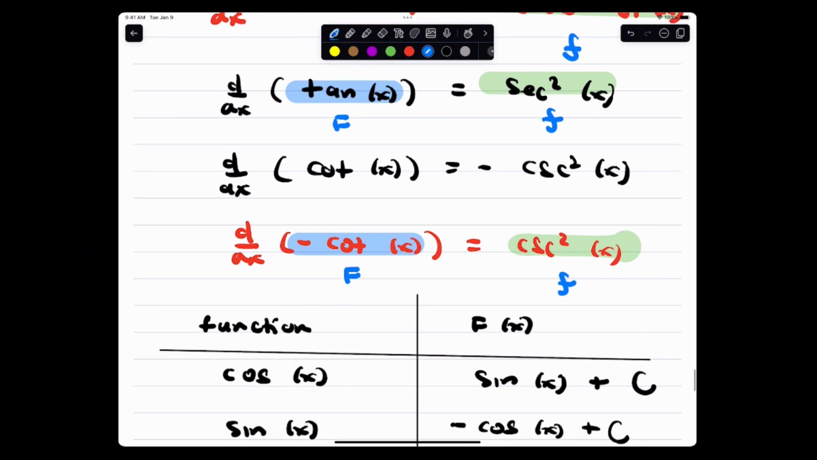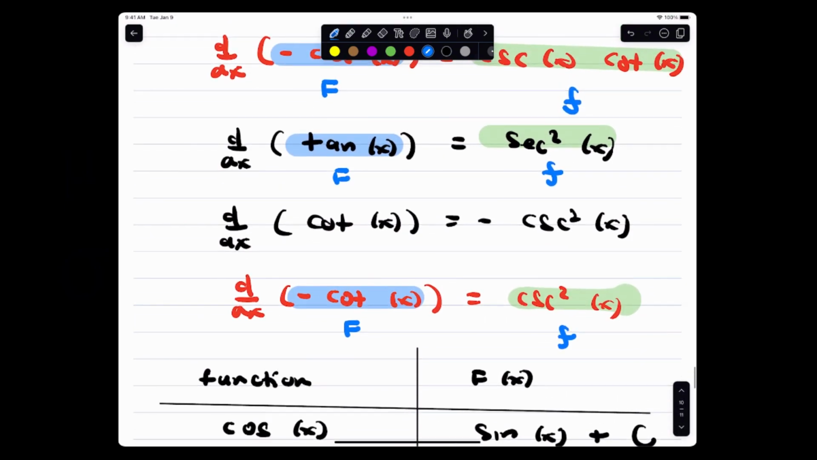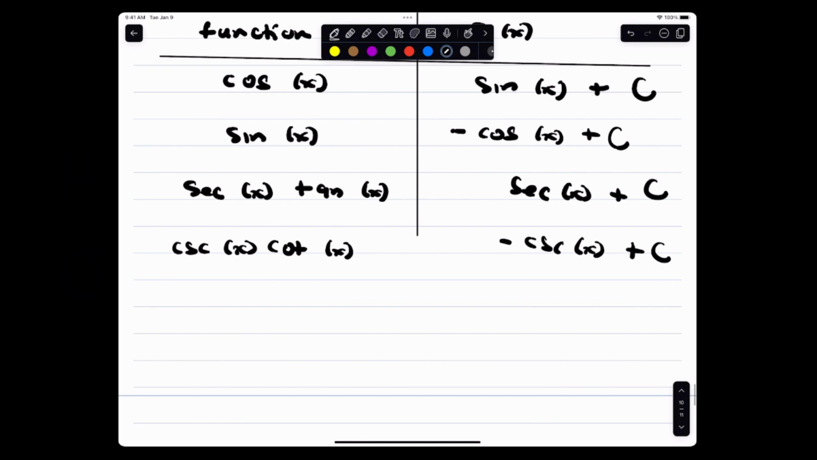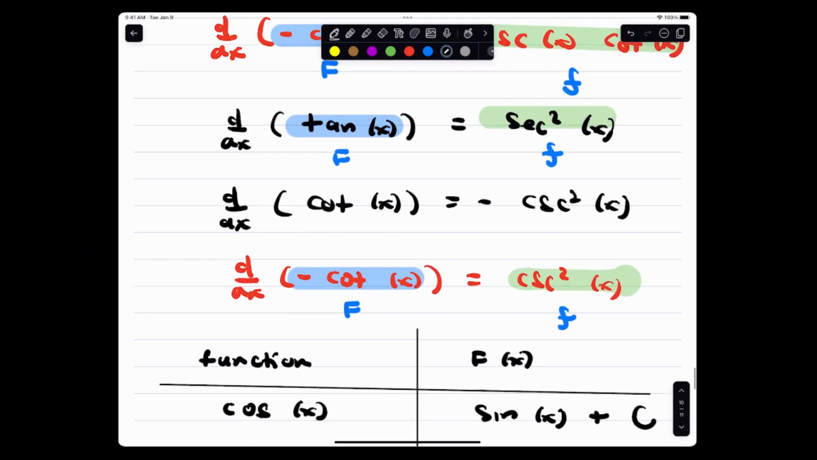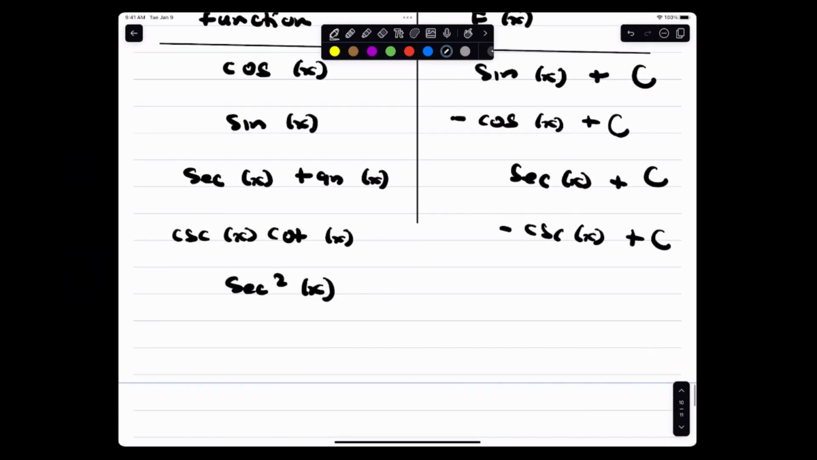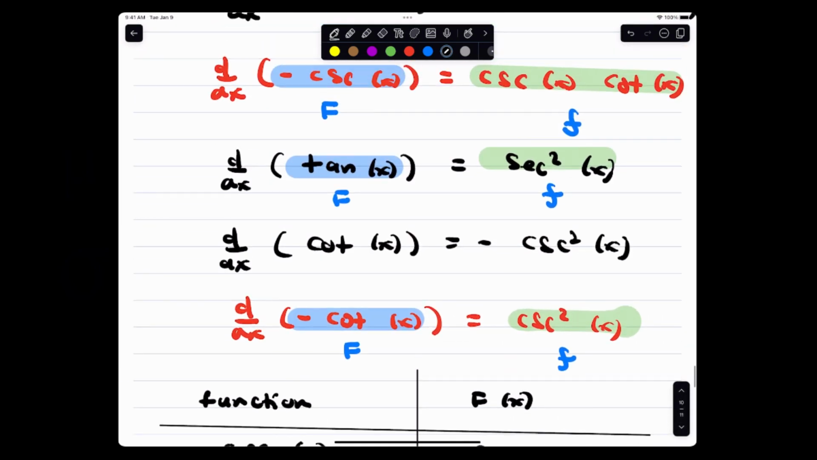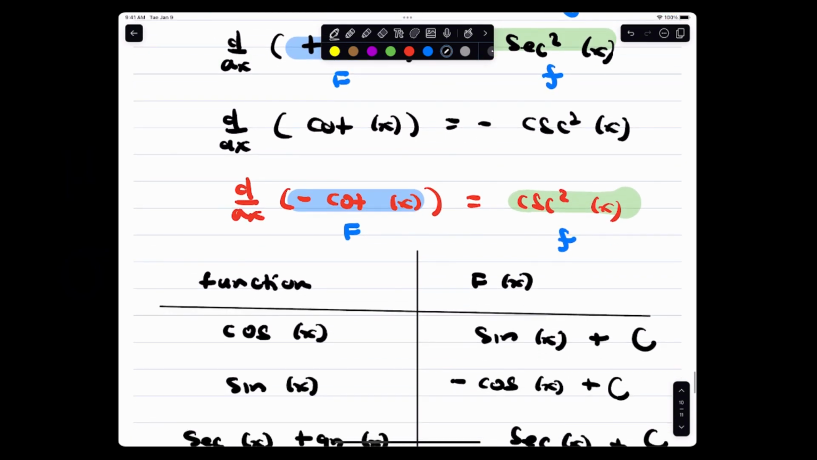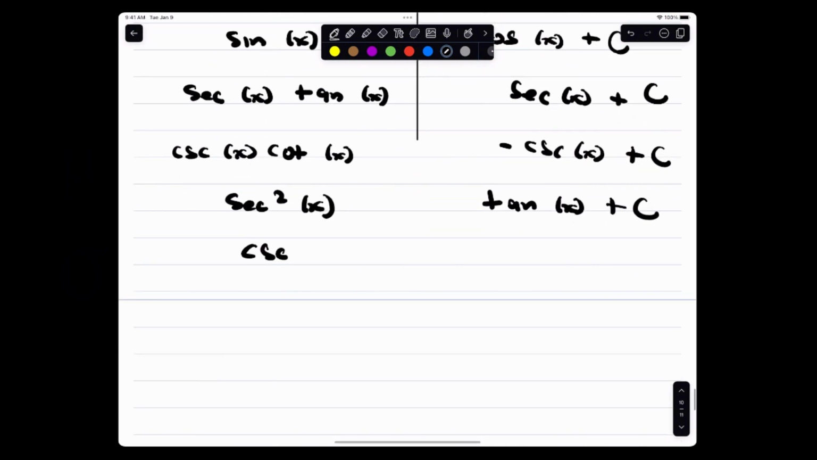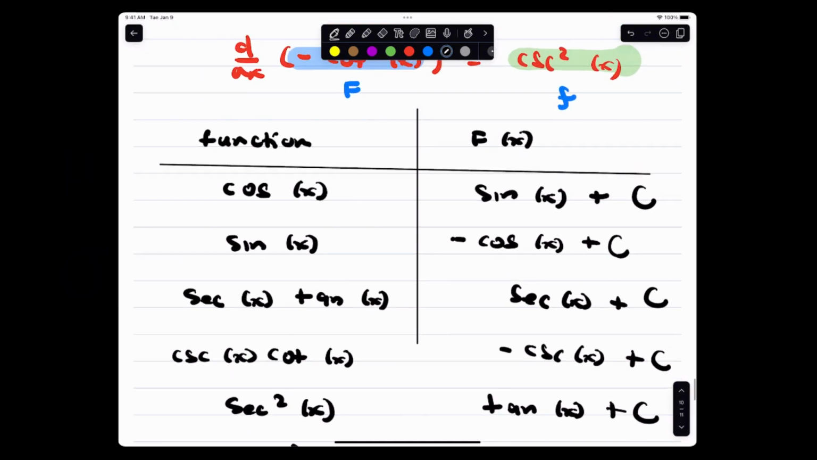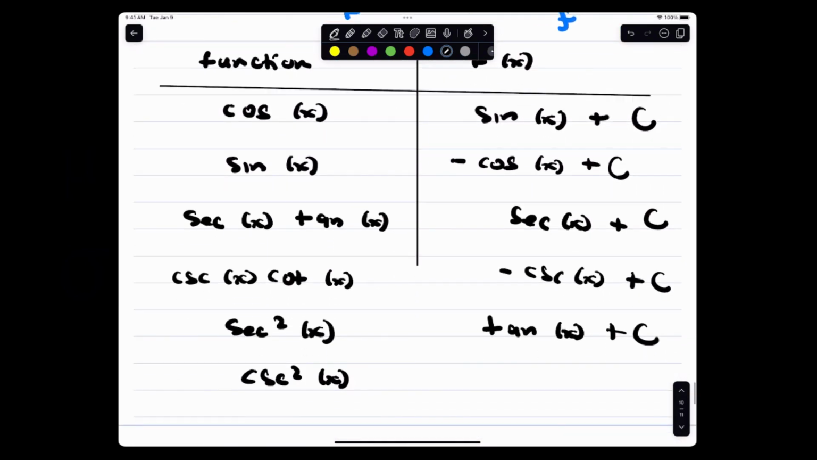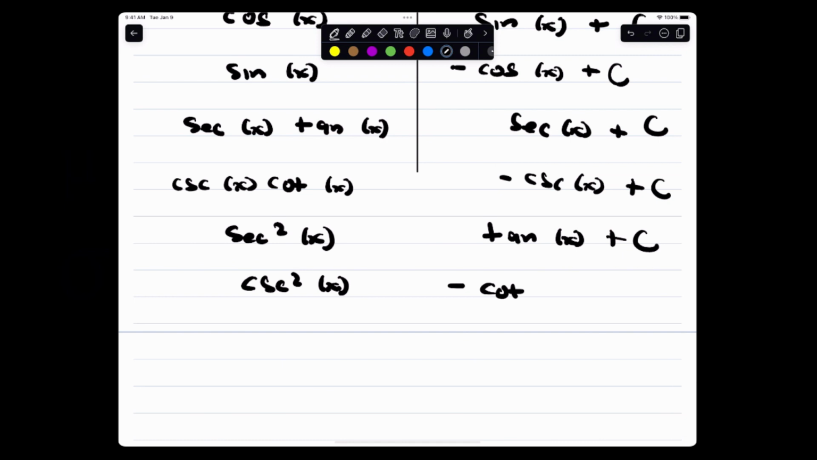So if the function is secant squared, what's the antiderivative? Tangent plus c. Is that right? If your function is cosecant squared, what's the antiderivative? Minus cotangent plus c.